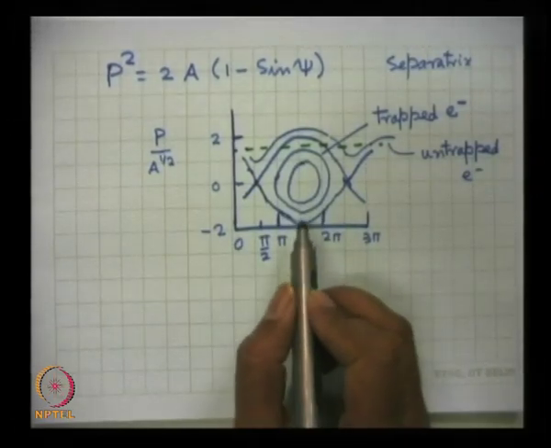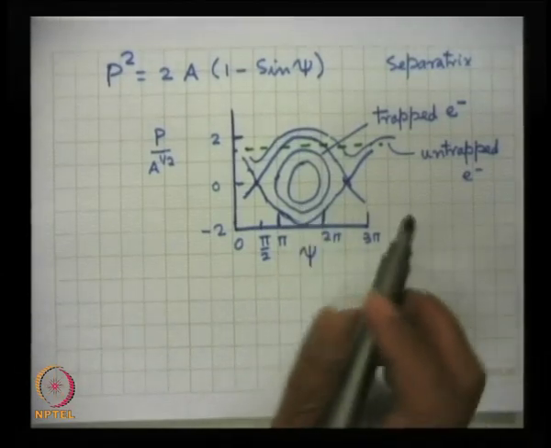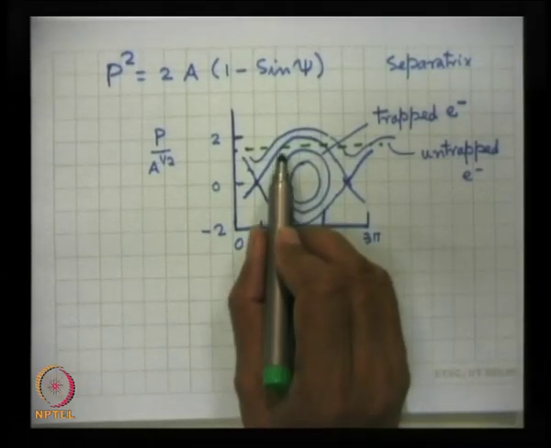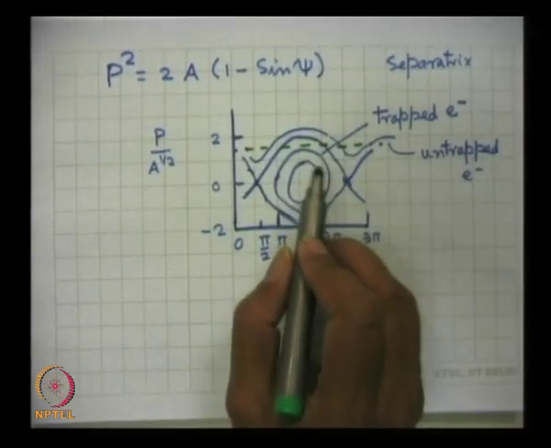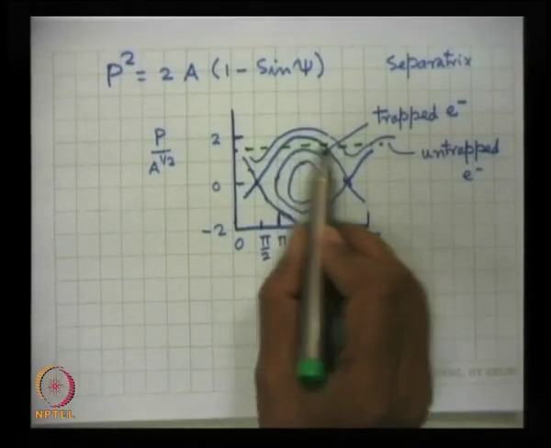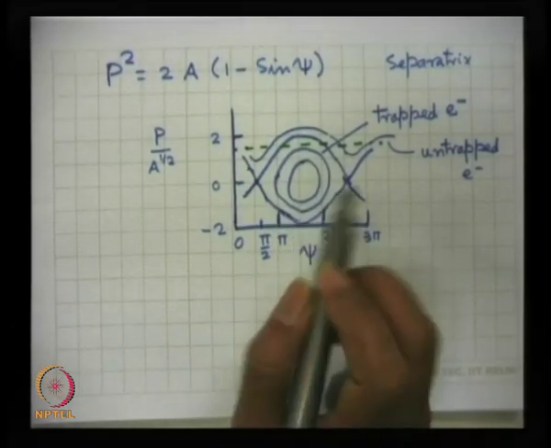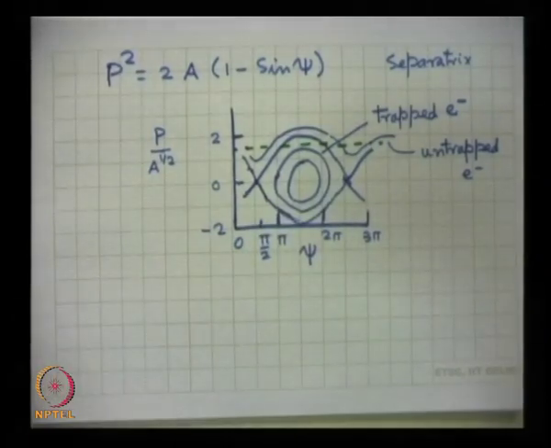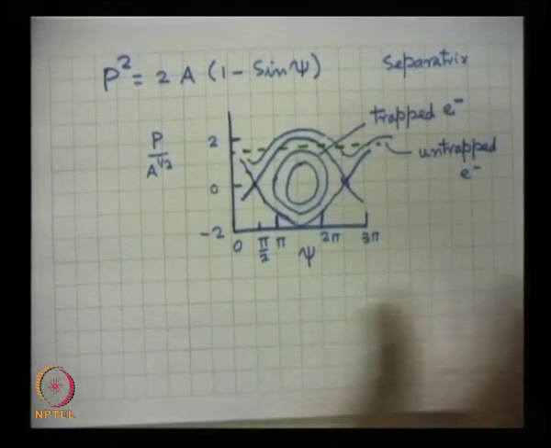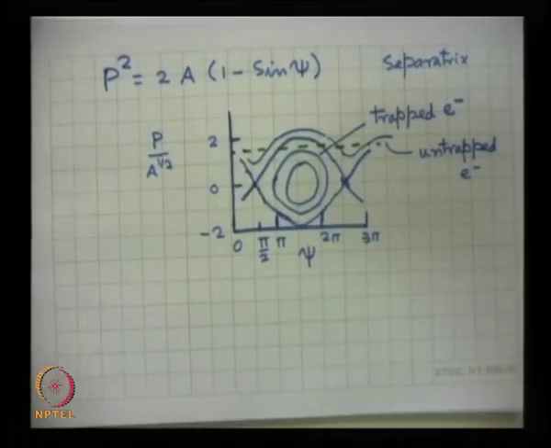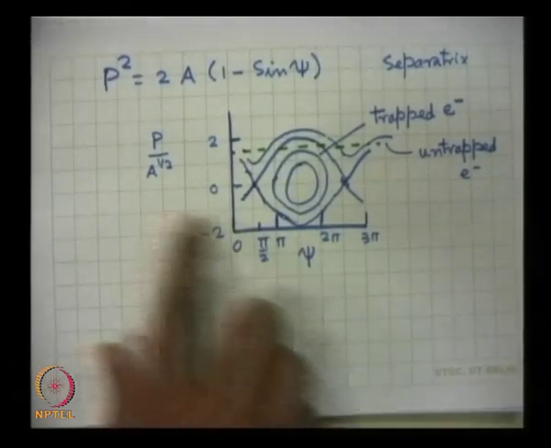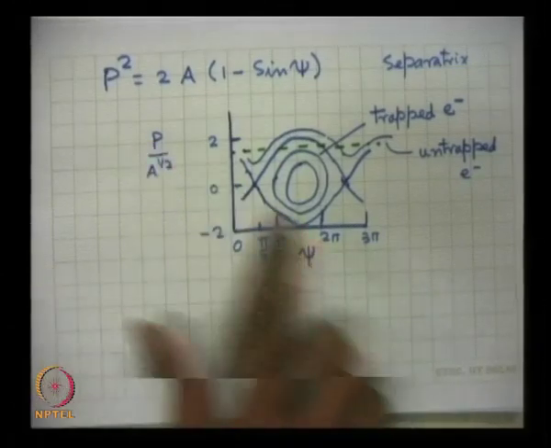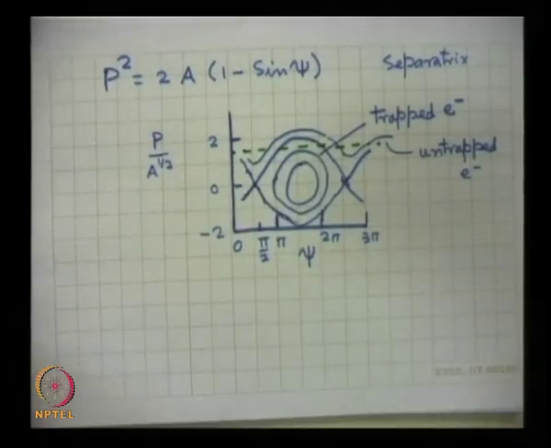Let me make some estimate of the energy gain. This is the physics: the electrons can be trapped within the potential well of the ponderomotive force and they can lose energy when they move on this curve from top towards the bottom. Now, in order to examine the energy gain, let me solve the equation of motion a little more carefully. This is the phase space plot, P versus psi. I am interested in knowing the evolution of P with psi, the normalized distance of propagation.